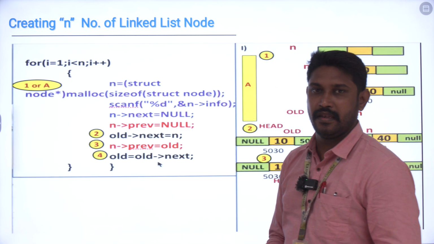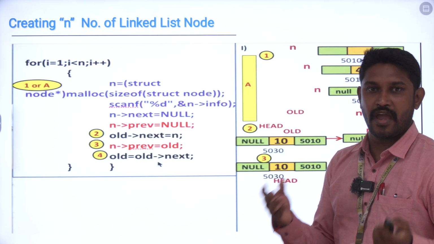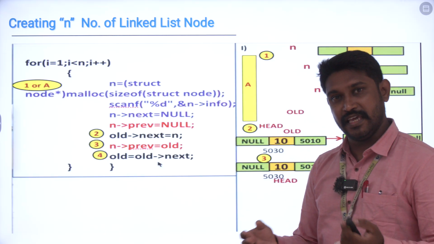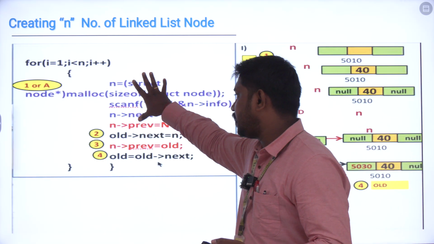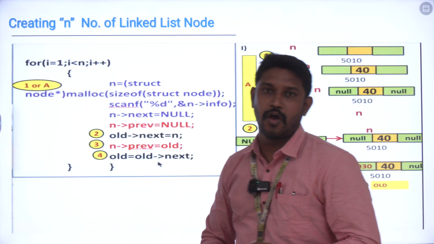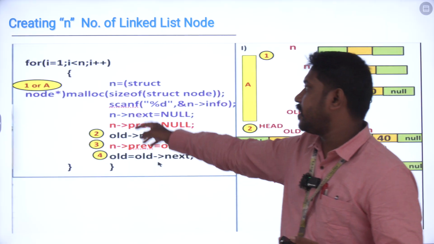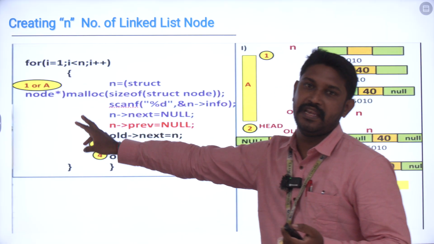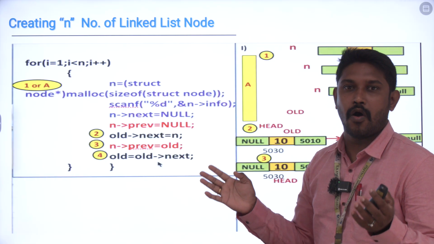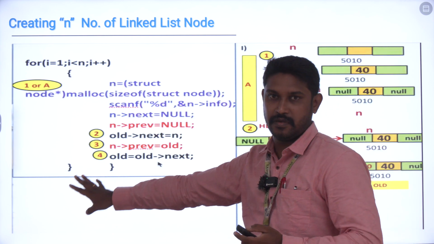So far we have seen how to create a single node. If I want to create multiple nodes in a double linked list, we use the same code, but we declare it inside a for loop. How many nodes? For i equal to 1, i less than n, i plus plus, where n is the number of nodes, and i is initiated from 1 until the condition given. So more nodes can be created with the help of this loop concept.